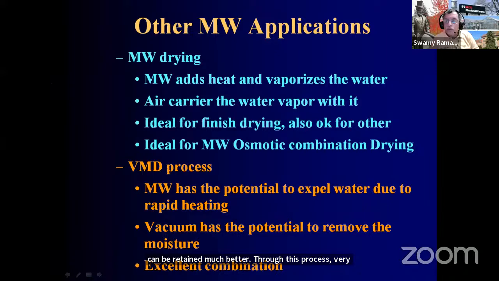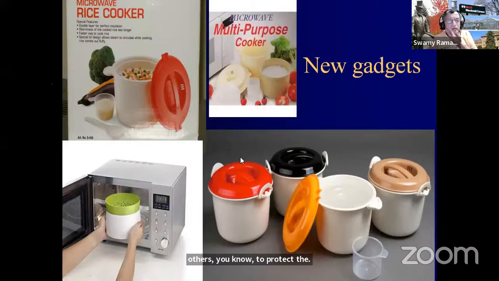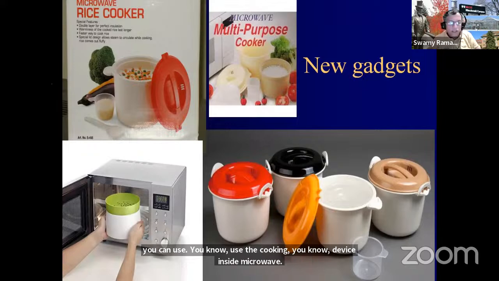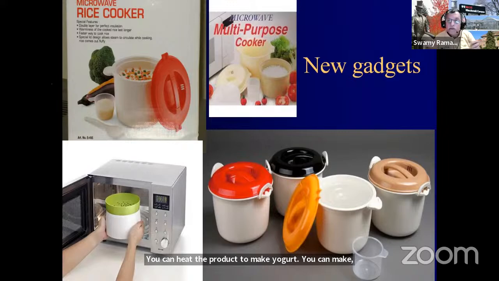These are some of the microwave gadgets that you can use for domestic work. You can use it for cooking rice inside the microwave. You can heat the product to make yogurt. Today microwaves are not used just for heating. Normally it's difficult to use microwave for cooking, but some of the gadgets are being prepared just so that you can make use of the microwave for these types of applications.